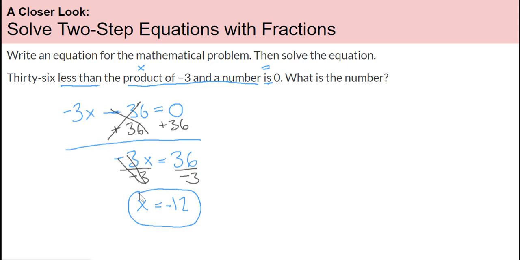All right, so let's see if this makes sense. Let's plug negative 12 in here. If I say negative 3 times negative 12, well, negative times negative is positive, so this would give me 36. 36 minus 36 equals 0, so it checks out.